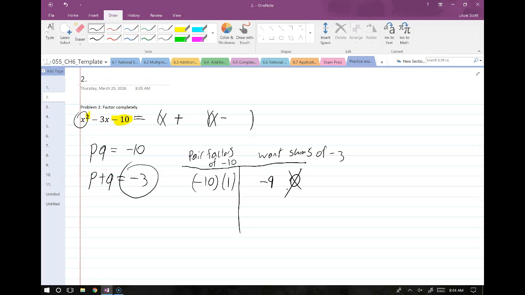Well, since we're talking about 10, there's only two other factors that we can consider. Negative 5 and a positive 2. And when we take 2 minus 5, we do in fact get a negative 3, just like we wanted. So those are the factors. Minus 5, positive 2.